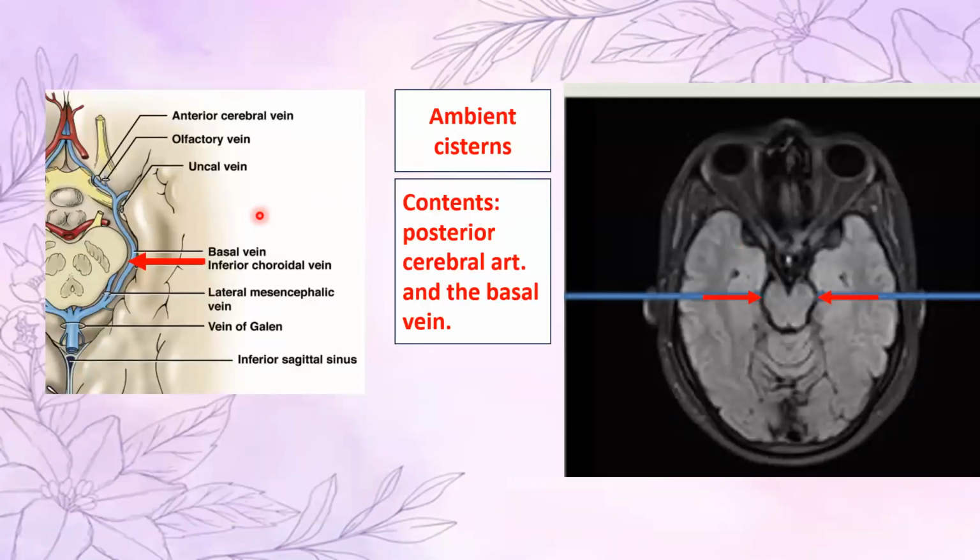The next cistern is the ambient cistern. This cistern is two in number. It is situated on both sides of the midbrain, and it extends between the interpeduncular cistern and the quadrigeminal cistern. We can see it situated laterally on both sides of the midbrain, and it contains an artery and a vein. Namely, these are the posterior cerebral artery and the basal vein of Rosenthal.